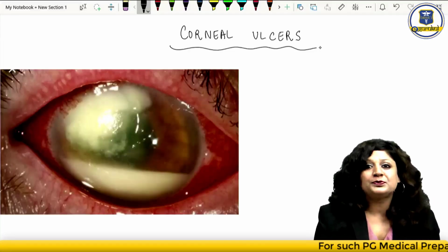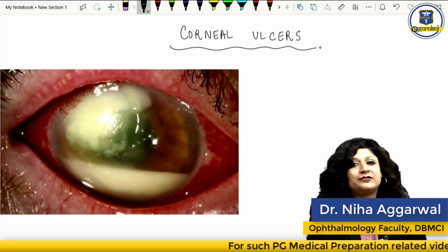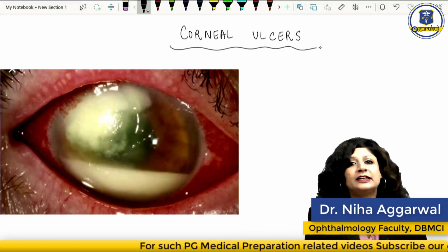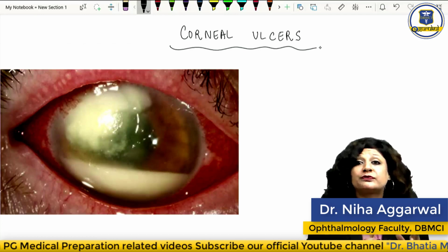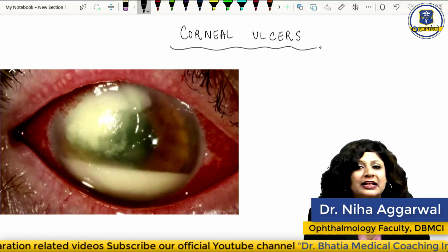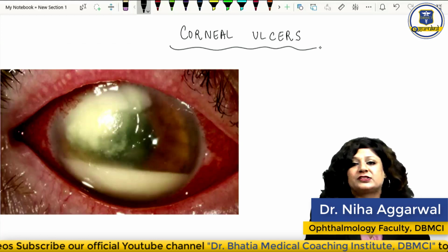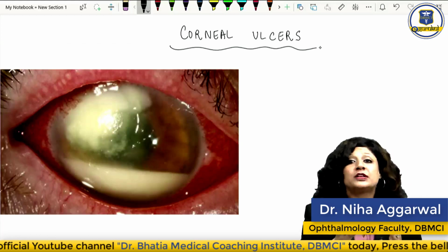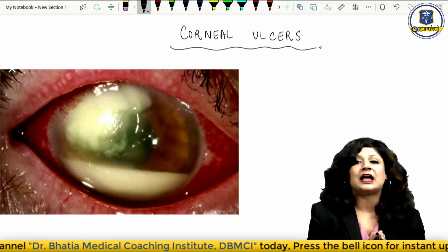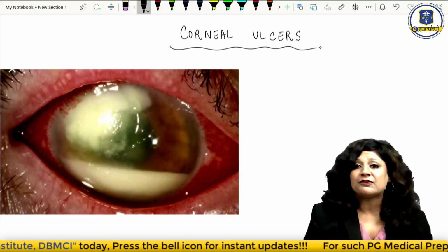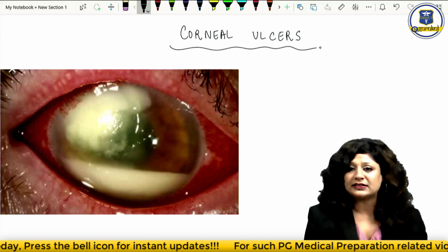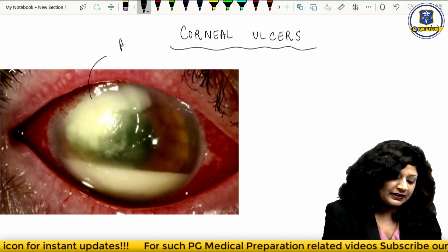Alright, so today we are dealing with a very important topic, and that is corneal ulcers. Frequently we get this problem of how to differentiate between the different ulcers: when it is bacterial, when it is viral, when it is fungal, what are the most prominent features, and how to decide the treatment of choice. So alright, we will start with the most common ulcer, and that is the bacterial ulcer.